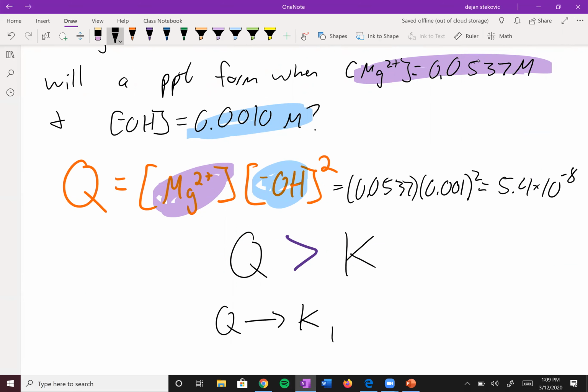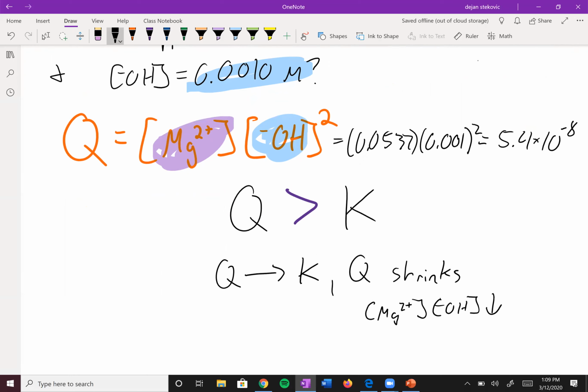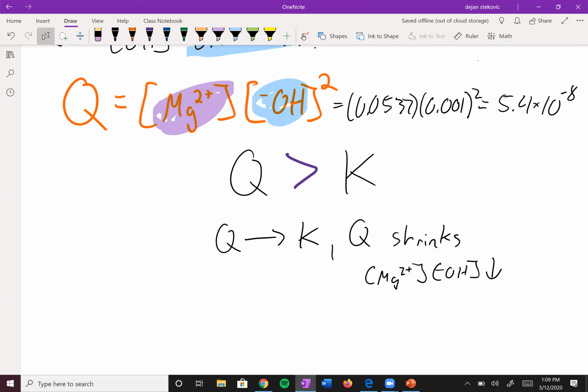So in this case, Q needs to grow or shrink, right? Q shrinks. And so in order for Q to shrink, what happens to the concentration of magnesium and hydroxide, right? The concentrations decrease. And so what does that mean? That means that we get precipitation, exactly. So you had a supersaturated solution, and it's going to start precipitating out until it gets to equilibrium.